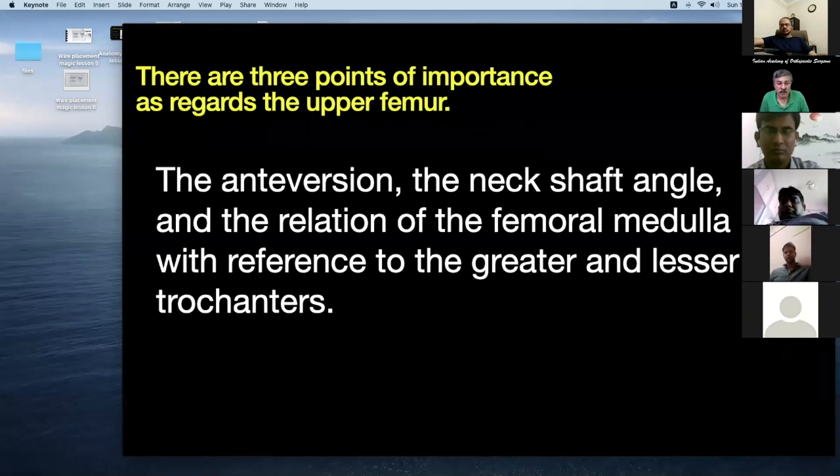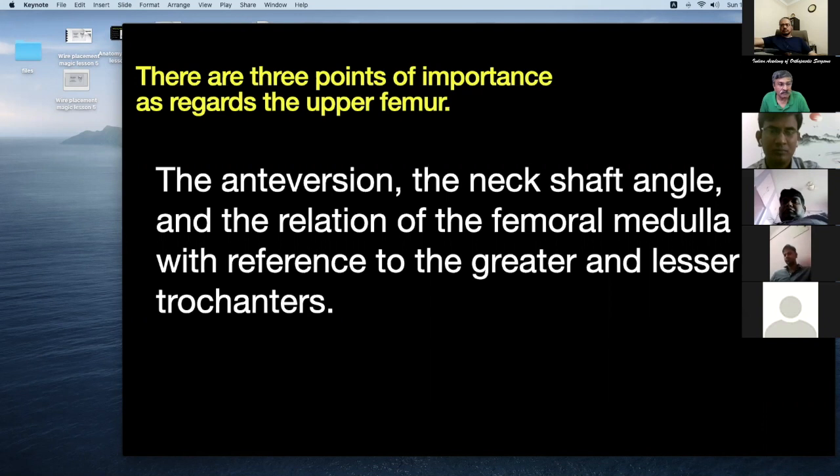There are 3 points of importance regarding the upper femur. One is anteversion of the neck. Number 2 is the neck shaft angle. Third, the relationship of the femoral medulla with reference to the greater and lesser trochanters.